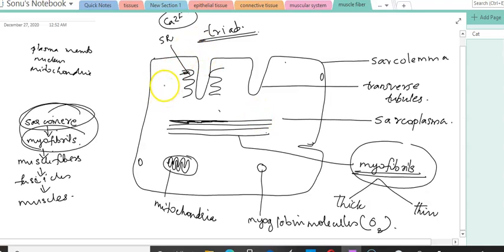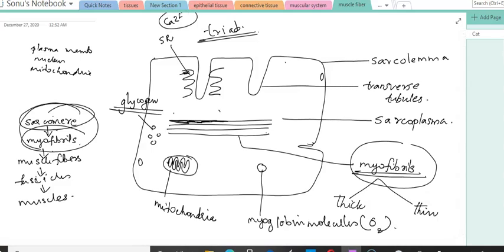Another important thing for ATP production is glycogen. So they have glycogen storing molecules also. So these are the glycogen storing molecules. Glycogen is a stored form of glucose. So these are the main structures of a muscle fiber.